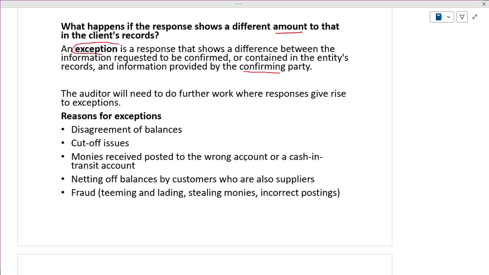Reasons for exception: disagreement of balances, and any cut-off issues. Money received posted to the wrong account, or cash in transit. Any netting of balances by customers who are also suppliers. As a matter of fact, netting is not permitted.